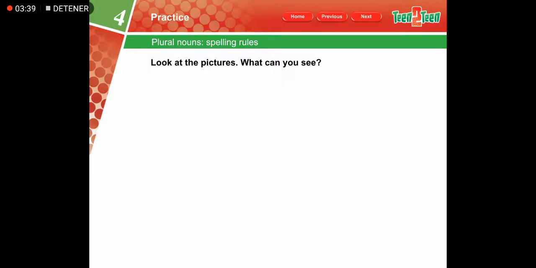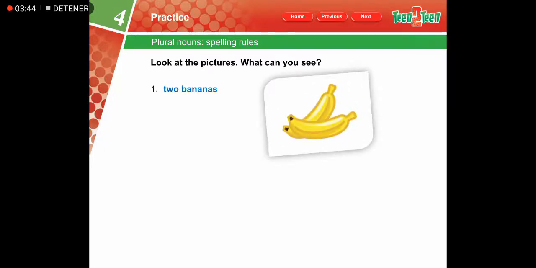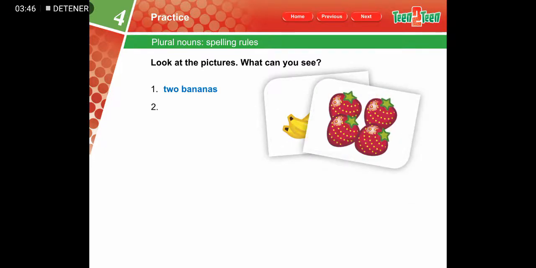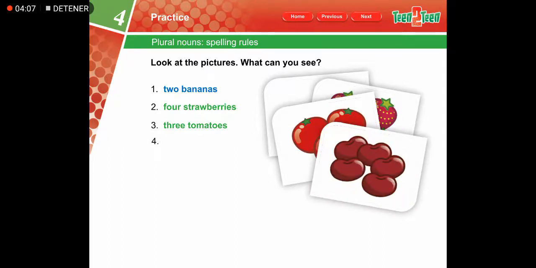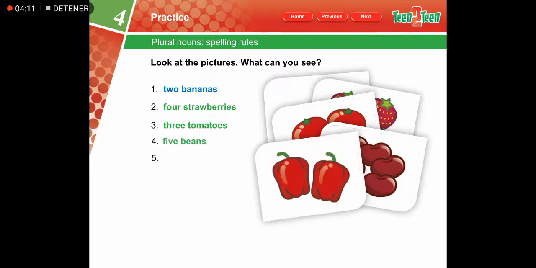Okay, now we're gonna look at the pictures and what can you see? We have 2 bananas. Okay, so how many do you see? 4 strawberries. Very good. Then 3 tomatoes. 3 tomatoes. 5 beans. Excellent. Peppers. 2 peppers.